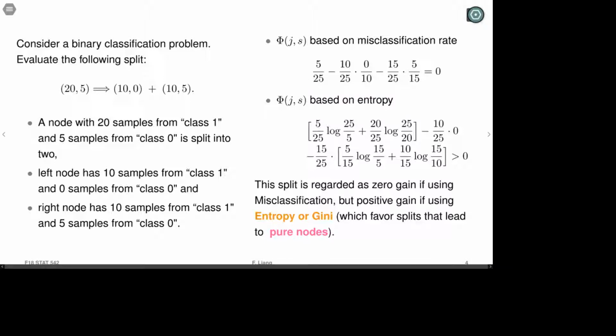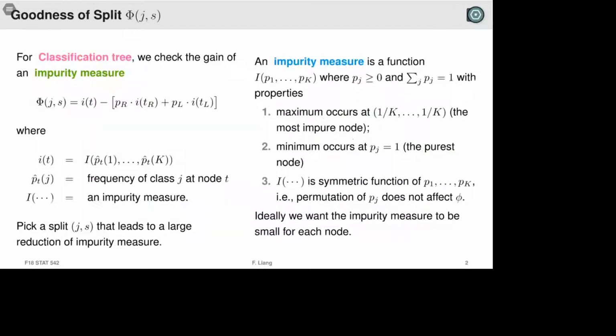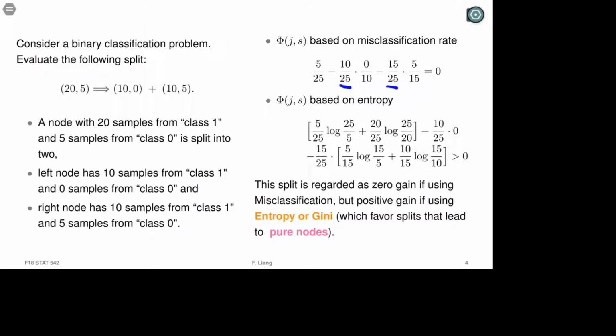And then those 2 probabilities are the percentages of the samples in the left and right, which is this PR and PL, right? So now, we know the misclassification rate at the parent node is the first entry, and then we have to subtract the weighted sum of the misclassification rates from the left and right, and the weights are 10 divided by 25 for the left node, and 15 divided by 25 for the right node, right?